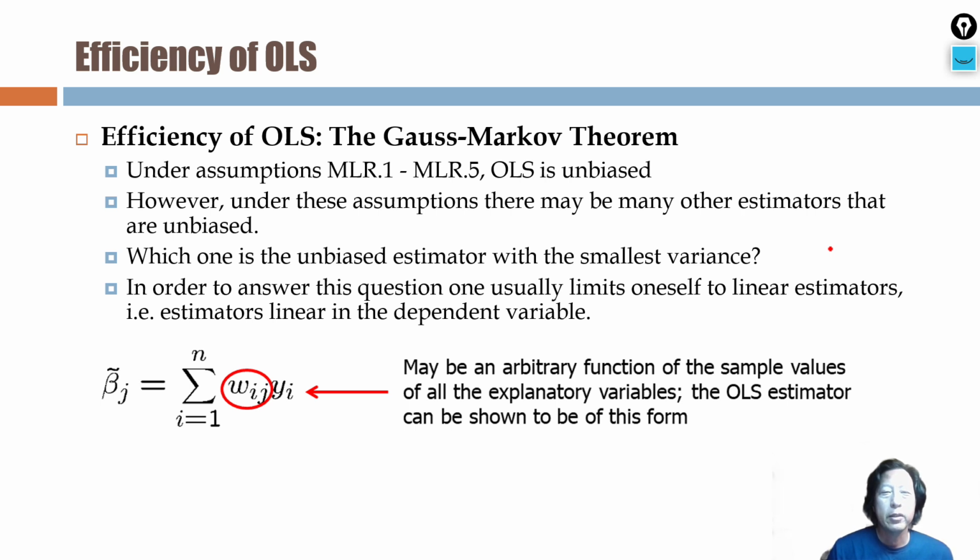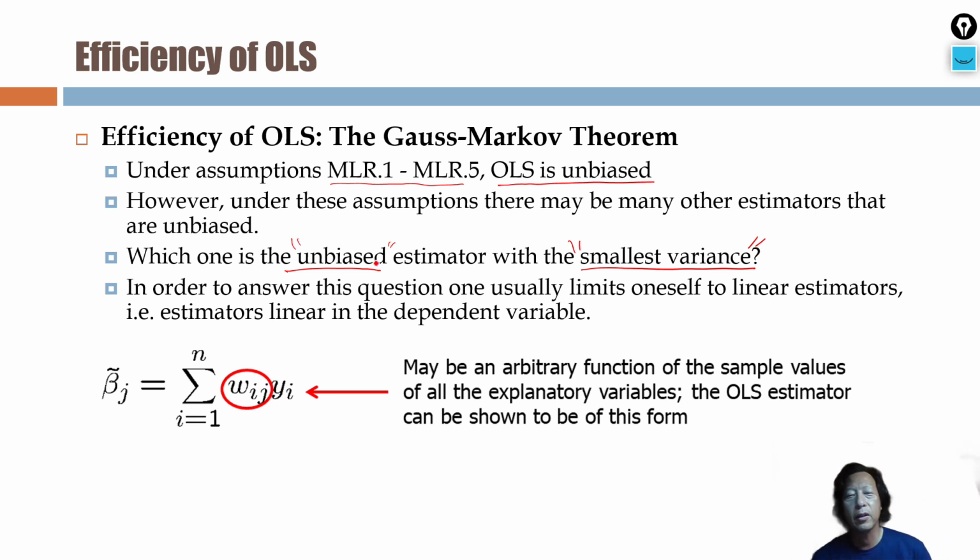The efficiency of OLS is what they call the Gauss-Markov theorem. This is just a simple explanation. I don't think it's important here. Under the assumptions, this OLS is unbiased, however, we want to have the smallest variance, right? So unbiased and then smallest variance. The bias and the variance are a trade-off. So can I get an unbiased estimator but with the smallest variance?